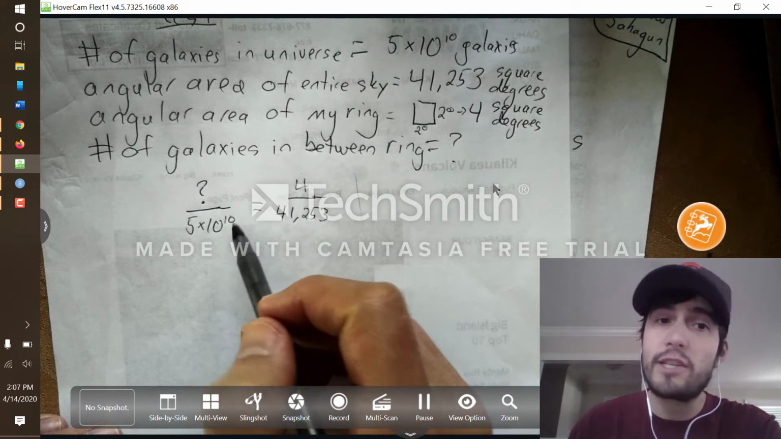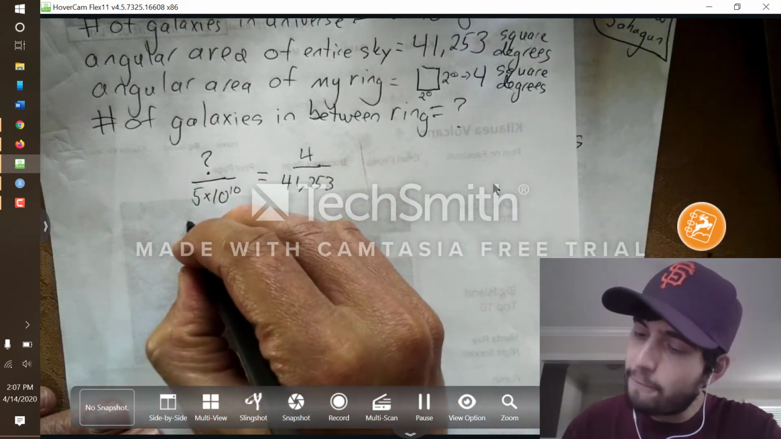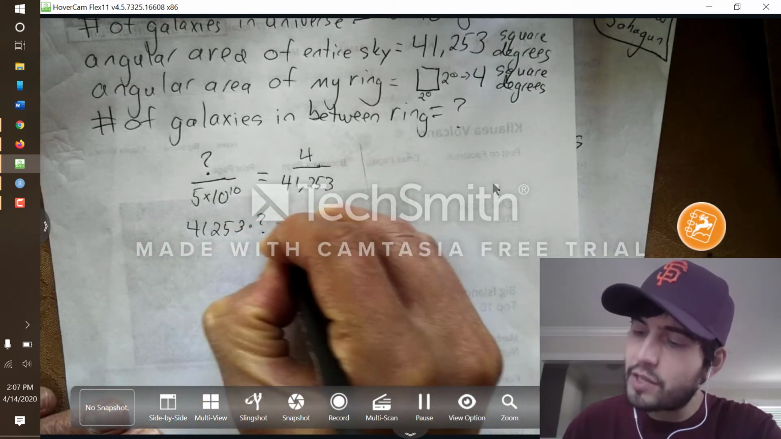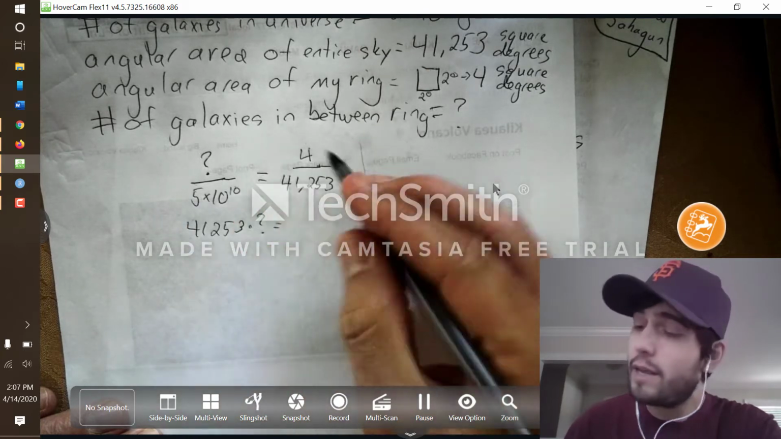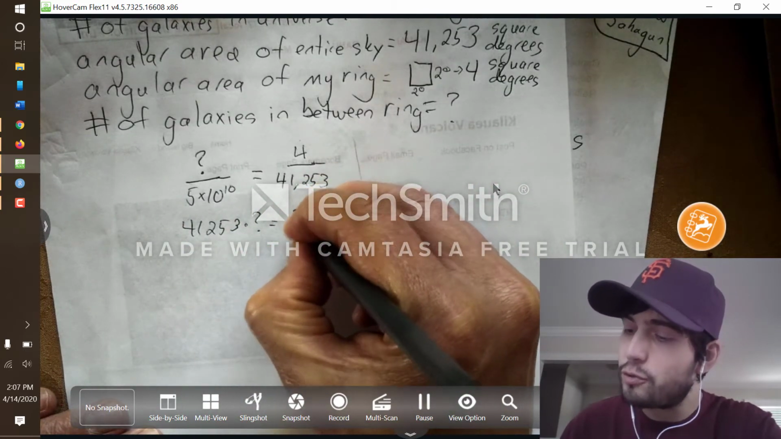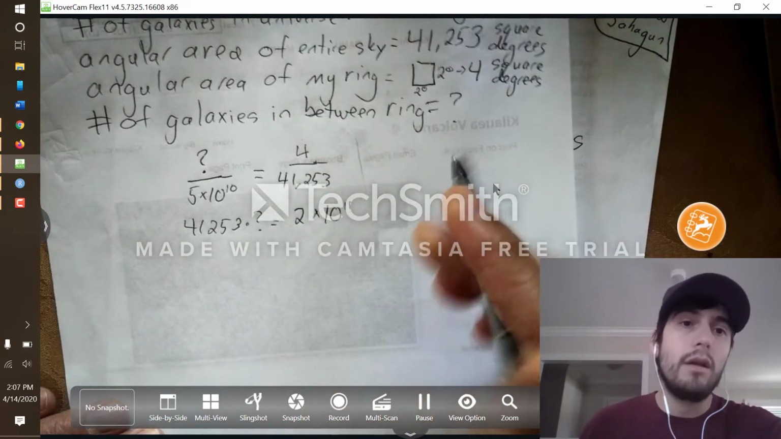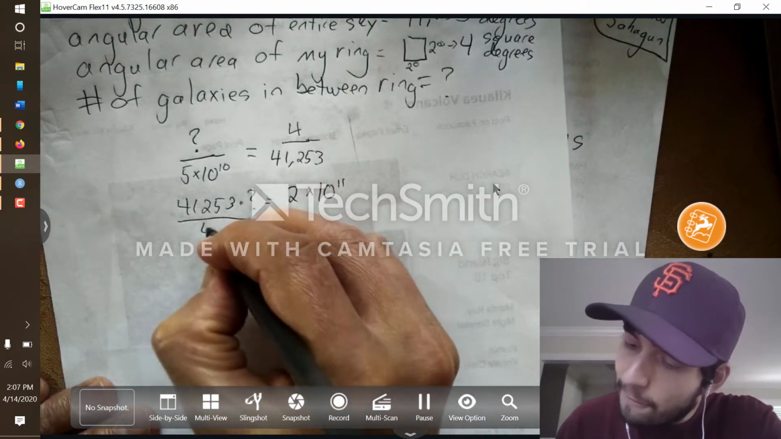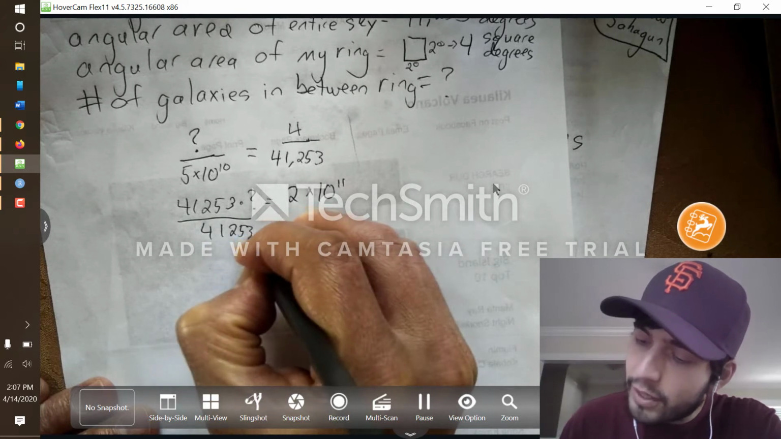And so now I'm just going to cross multiply. And so I get 41,253 times this question mark is equal to 4 times 5 times 10 to the 10th. If you do a little bit of math, you'll see that this is 2 times 10 to the 11th. And then to solve for the question mark, I'm going to divide both sides by 41,253. That'll cancel out.